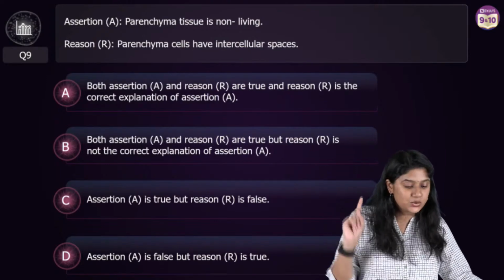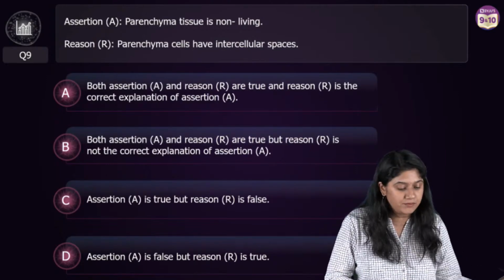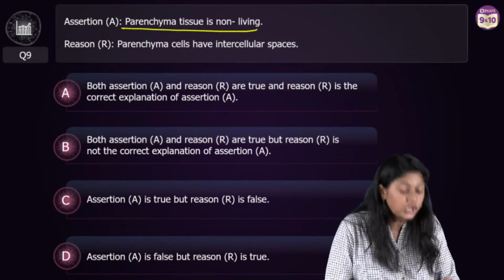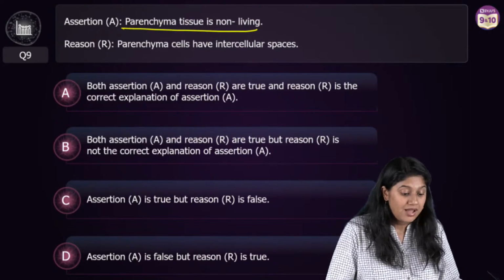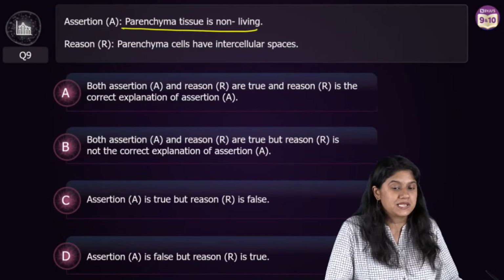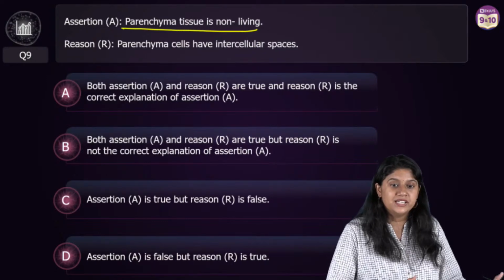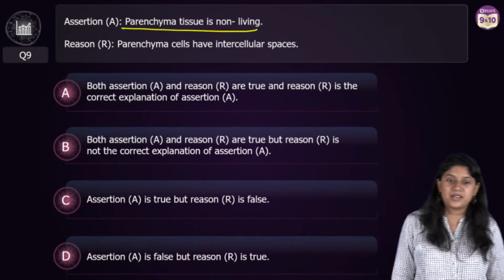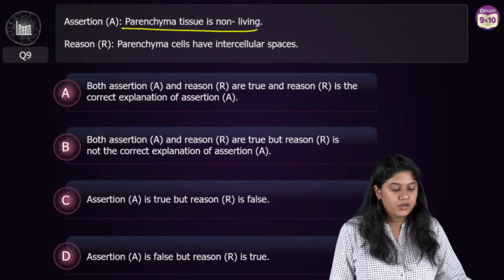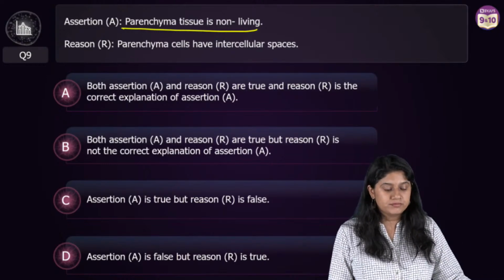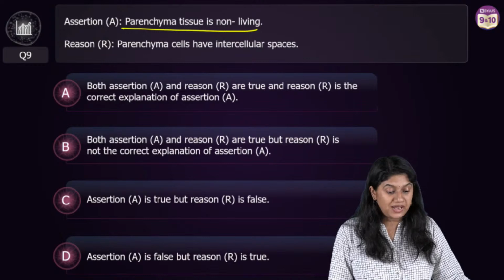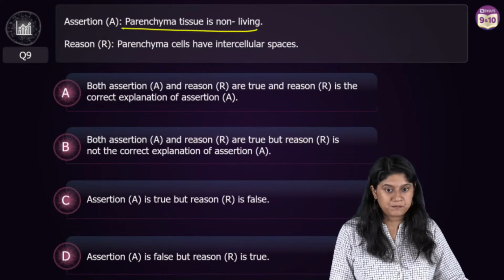Polls are up, everyone. Let's read the question. Again, we have an assertion and the reason. Parenchyma tissue is a non-living tissue. Parenchyma cells have intercellular space. Easy peasy question, everybody. Parenchyma tissue is a non-living tissue, or the reason is parenchyma cells have an intercellular space.